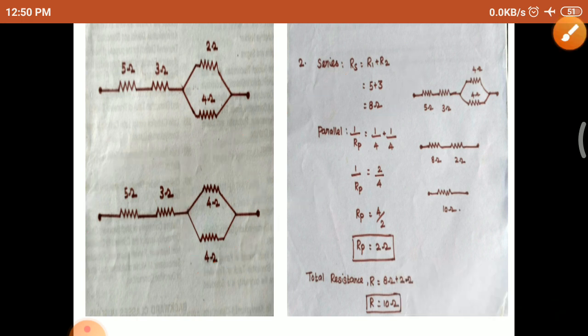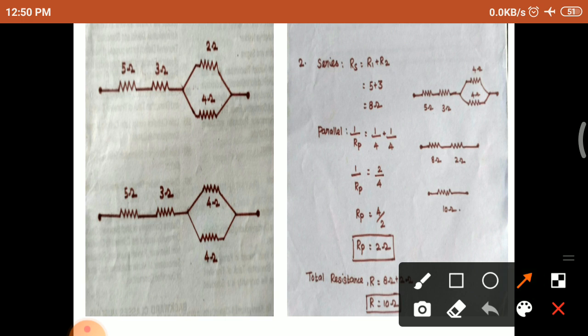And calculate for this parallel. 1 by Rp is equal to 1 by R1 plus 1 by R2. Here R1 is 4 and R2 also 4. So 1 by 4 plus 1 by 4 is equal to 2 by 4. 1 by Rp is equal to 2 by 4, Rp equal to 4 by 2. So Rp equal to 2 ohm.